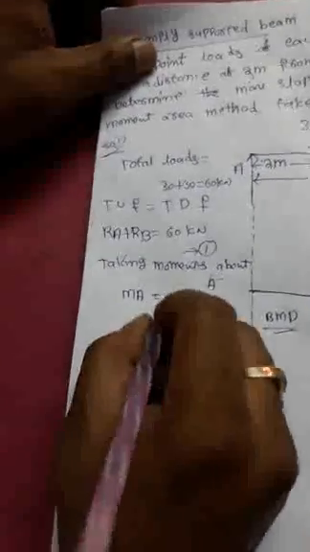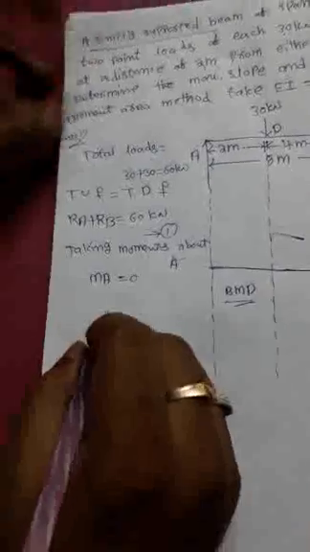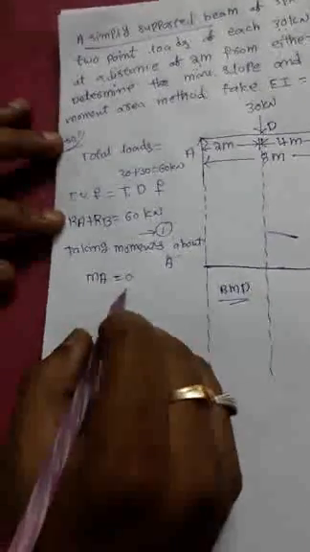Taking moments about A, so the moment, denoted by the letter M, at A equals 0. Taking moments about A equal to 0, coming from B to A, nothing is there. Why? Because for moments about A, we come from the opposite end, which is B. So B is in the anti-clockwise direction, so RB into 8.